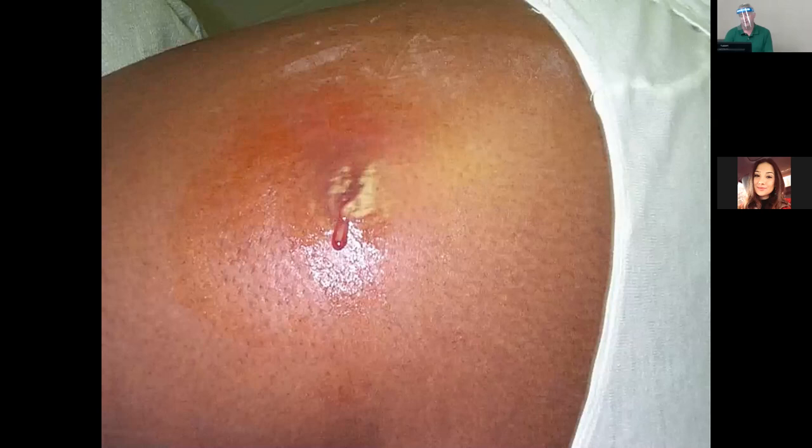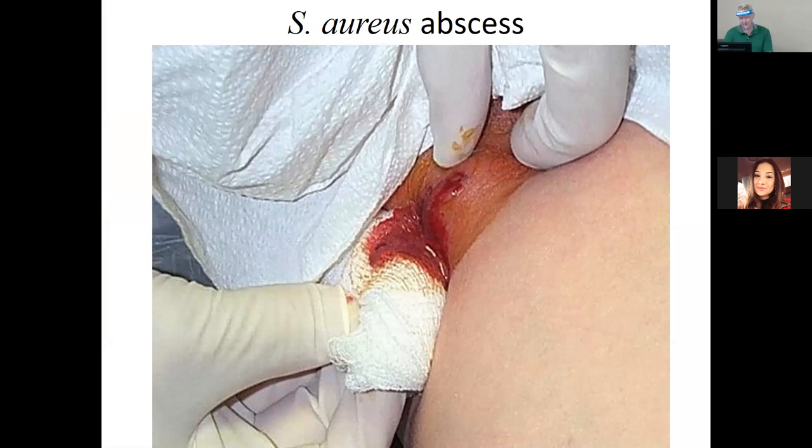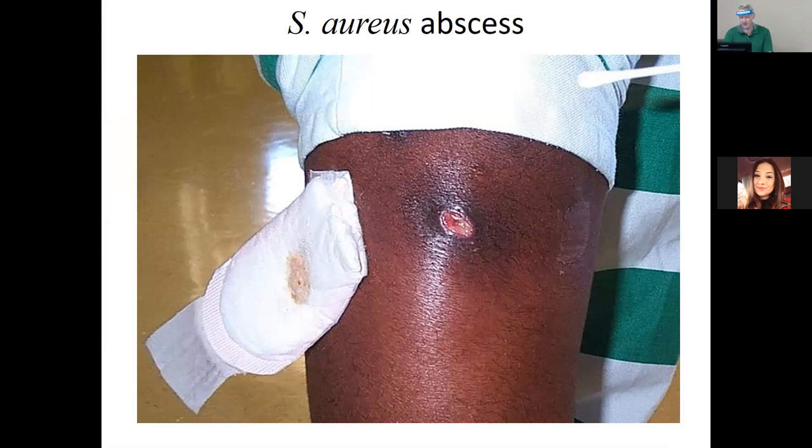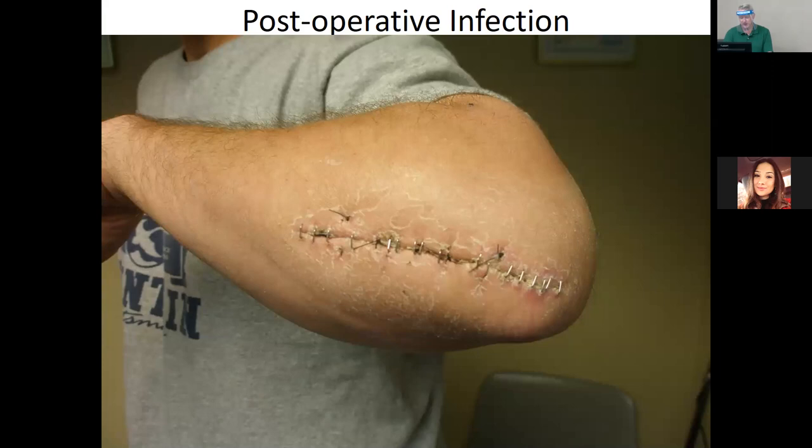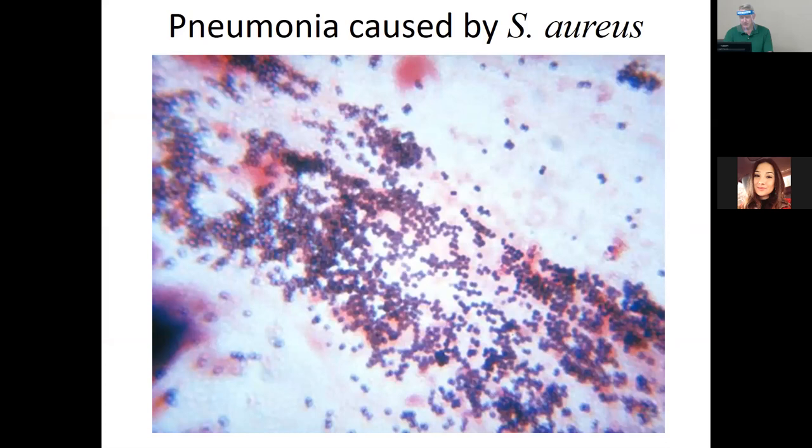We have some pictures. I don't know if your stomach is ready for these. But we have that's our boil, or our skin oozing. We have an abscess. Can't really see that very well. I just see blood. Another abscess. Sutures, post-operative infection. That looks pretty good. That doesn't look very infected, but. All right, that's our pneumonia. The staph aureus has moved into the lungs, causing the pneumonia. Never a good thing.